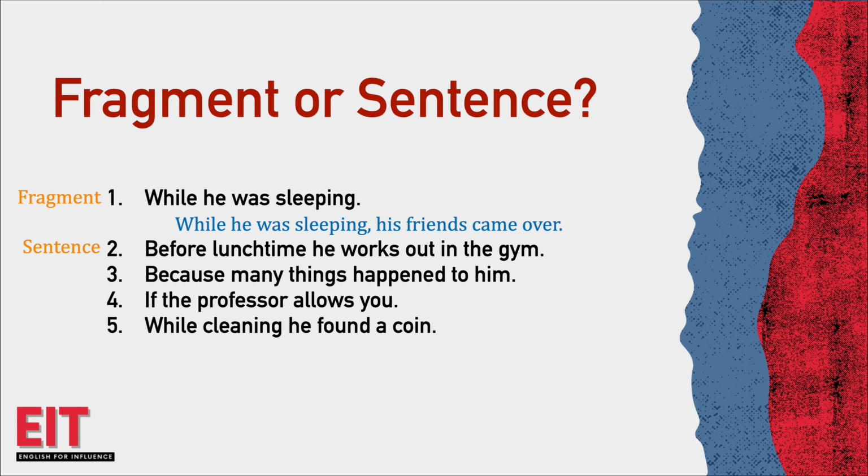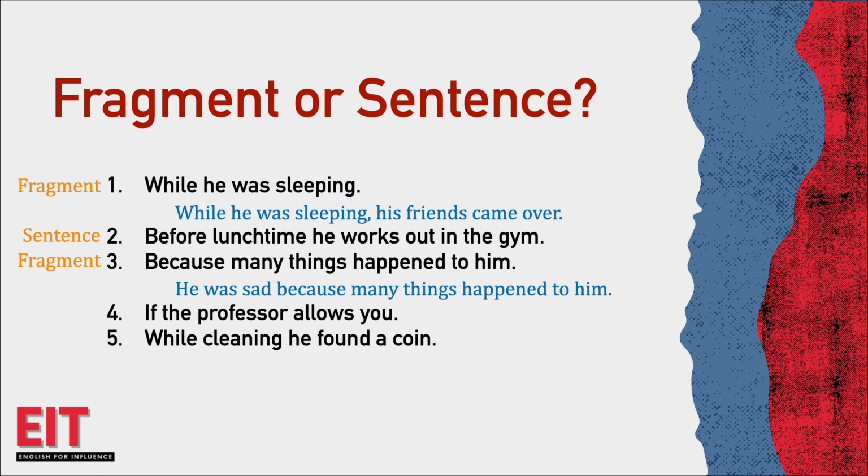Sentence 3, because many things happened to him. Is there a subject? Yes, many things. How about a verb? Happened. And a complete thought? Nope. It's giving a reason for something, but we don't know what that something is. So, like in sentence 1, we need to connect it to an independent clause. Say, he was sad because many things happened to him. There you go, we now have a complete sentence.